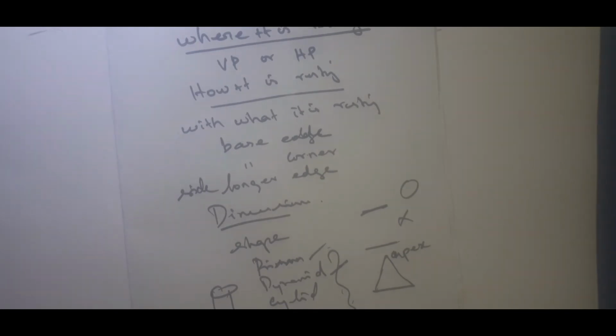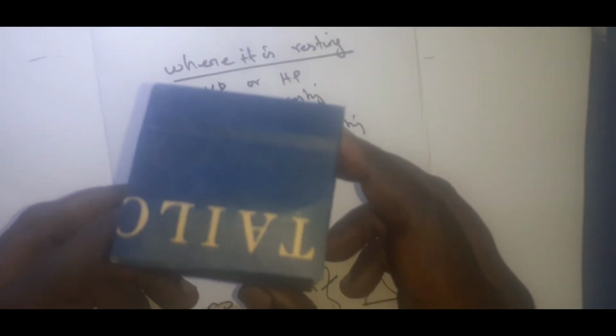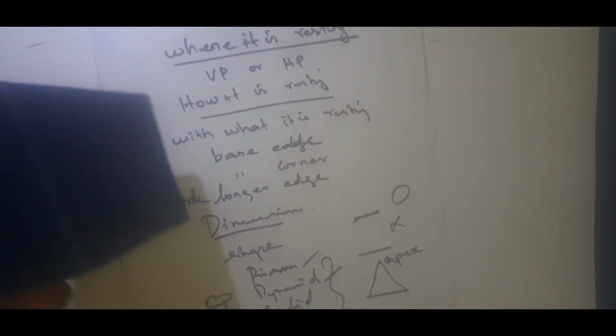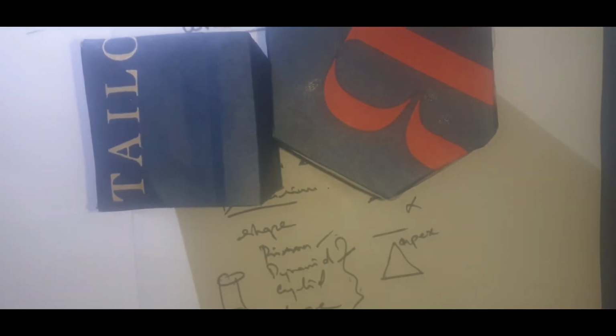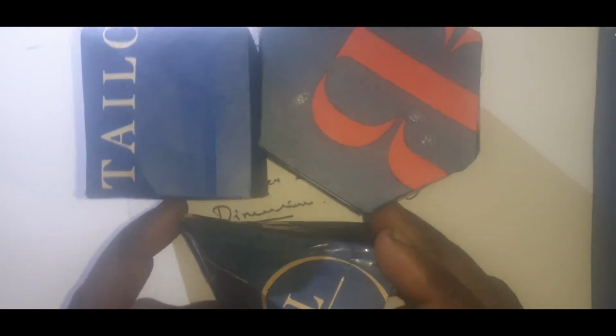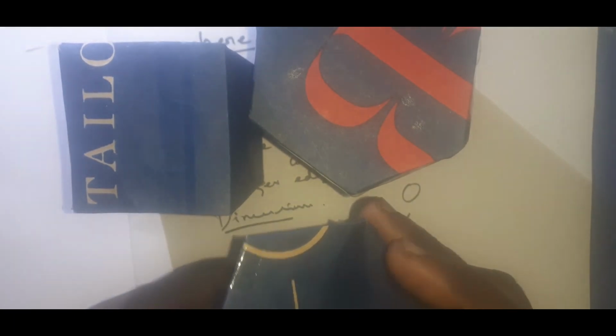Okay, so next, the kind of solid. This is a square in shape, the base is square in shape, it is a prism, so it is called a square prism. I just made three solids: one is a square prism, another one is a hexagonal prism, and for one more example, for pyramid, this is a hexagonal pyramid. So this also I have made.